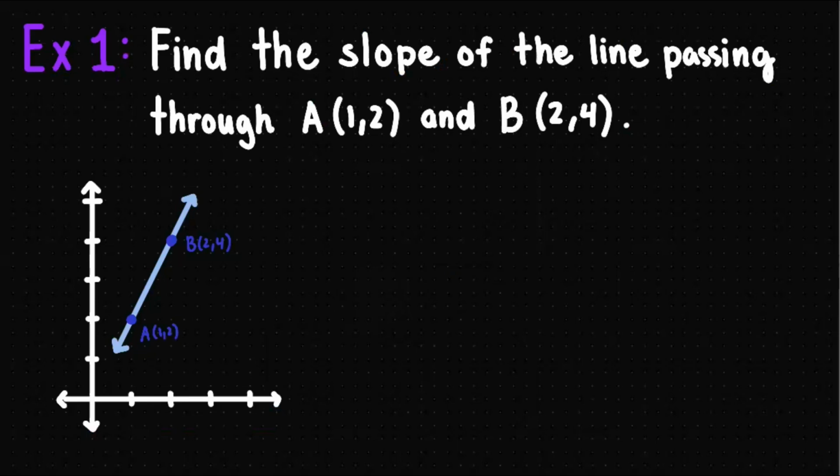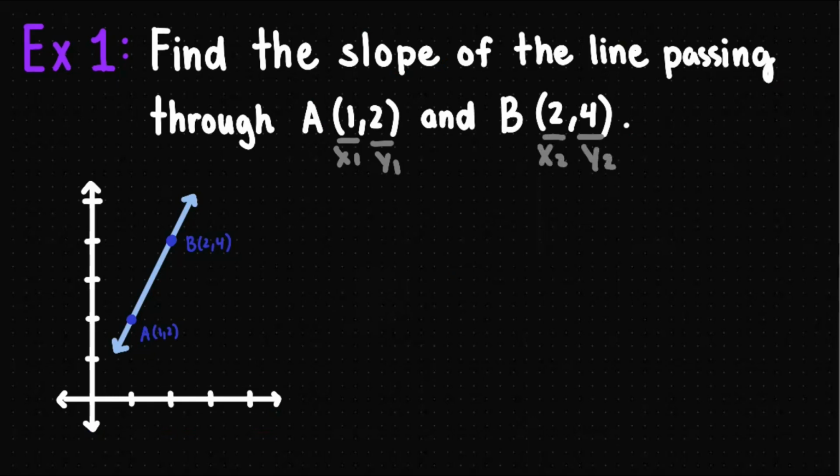So the first thing that we can do here is we first set our x sub 1's and y sub 1's, as well as x sub 2's and y sub 2's. So we can set this one to be x sub 1, this to be y sub 1, this to be x sub 2, and this to be y sub 2.